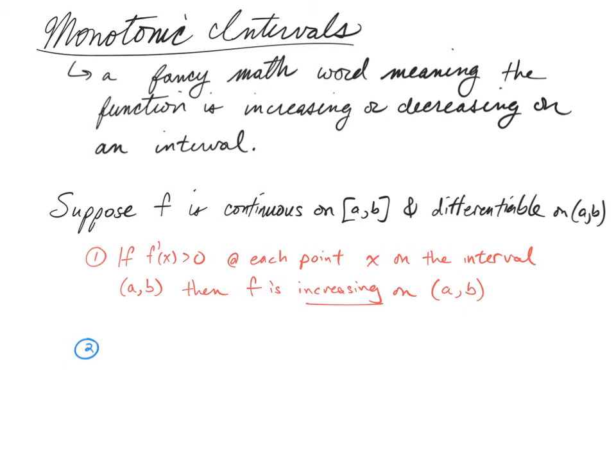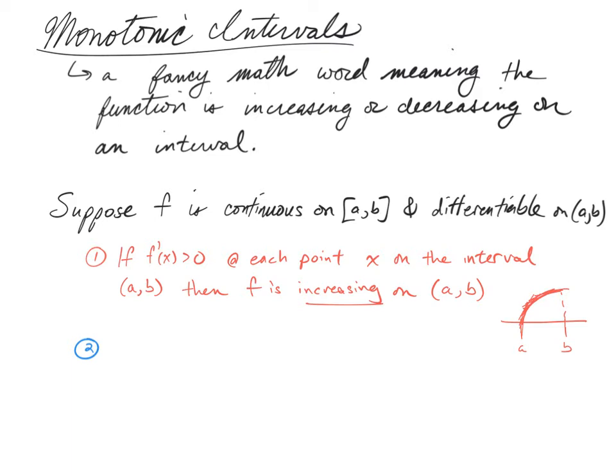If you take a look over here at a graph that is increasing on some interval from a to b, so there's a, there's b. What that's saying is that if the slopes of the tangent lines are all positive, then the graph is increasing.